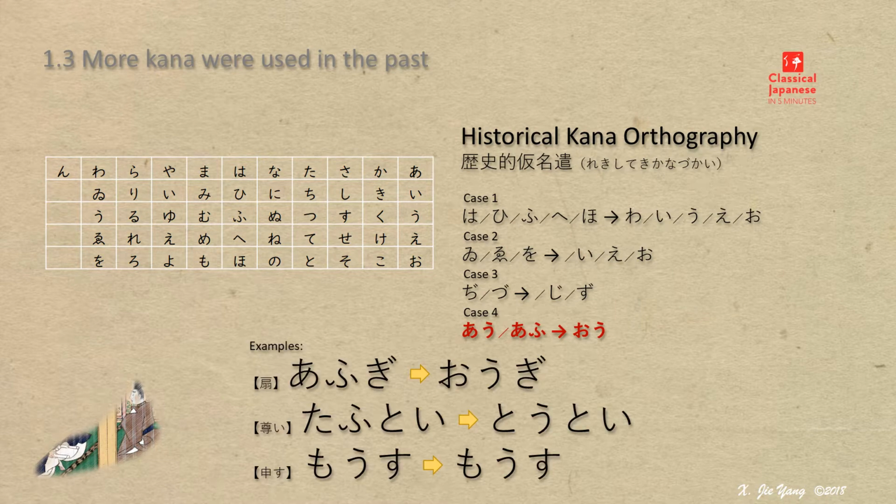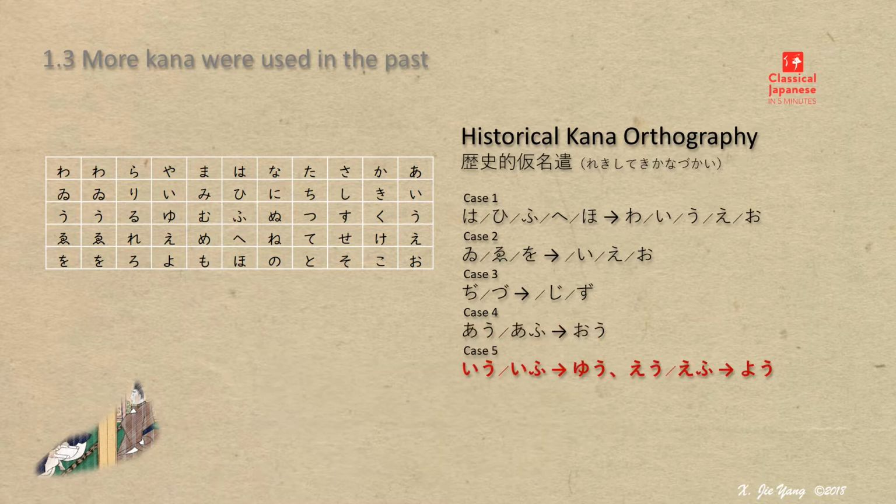Examples are ogi, totoi, mos. However, this is another broad rule in the historical kana orthography, which can be found in all rows. Case 5 refers to what we call yo, contracted sound today. Again, we have a large number of words under this rule.